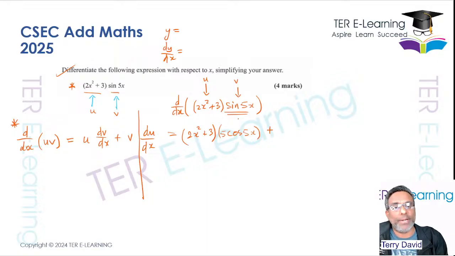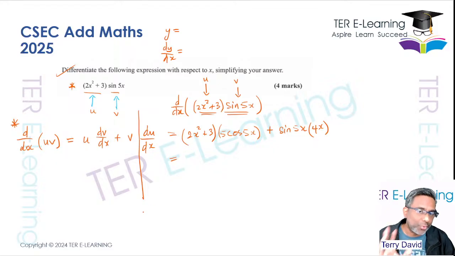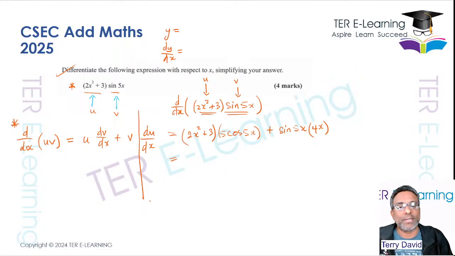Plus, you're going to take the second term, which is sine 5x, and you're going to multiply by the differential of the first. When you differentiate the first term here, this is going to be 2 2s are 4. This is going to be 4x. So all I'm doing is applying my product rule here in order to differentiate this thing.